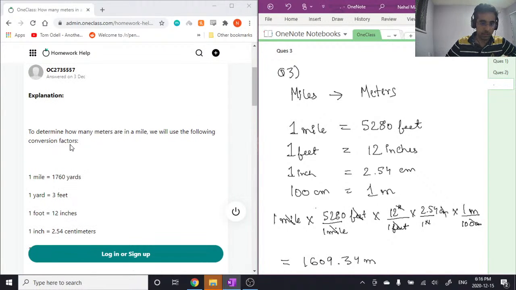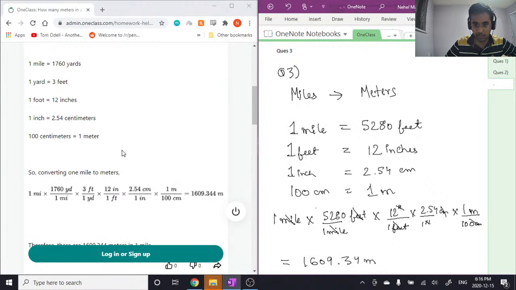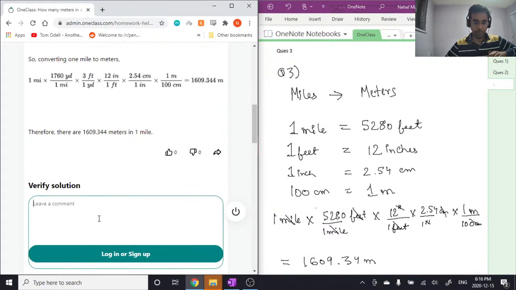So explanation: to determine how many meters are in a mile, we use the following conversion factors. So 1 mile is this many yards, and yards to feet, feet to inches, inches to centimeters, and then centimeters to meters. So that's perfect. So the solution is correct.